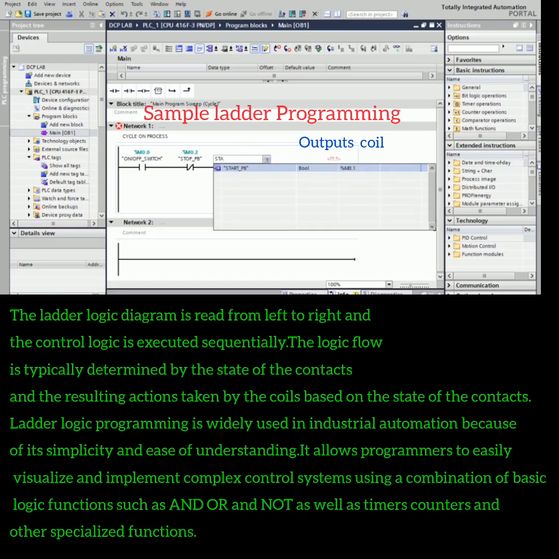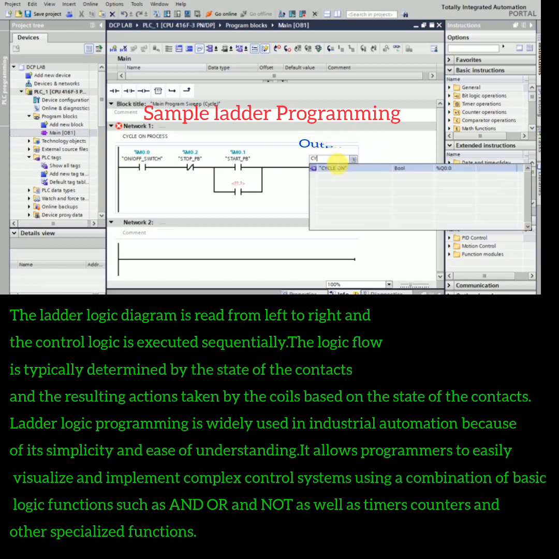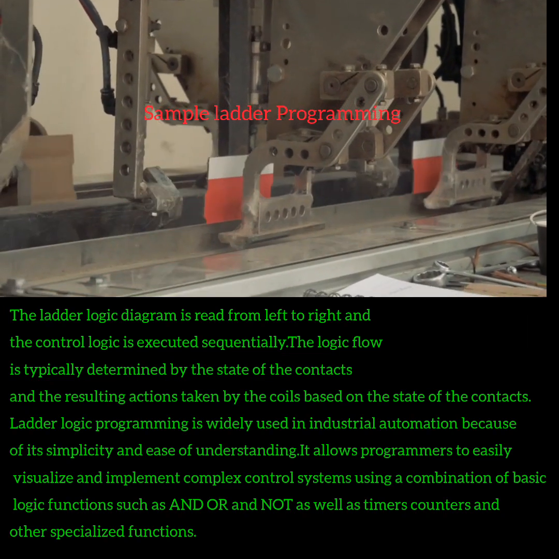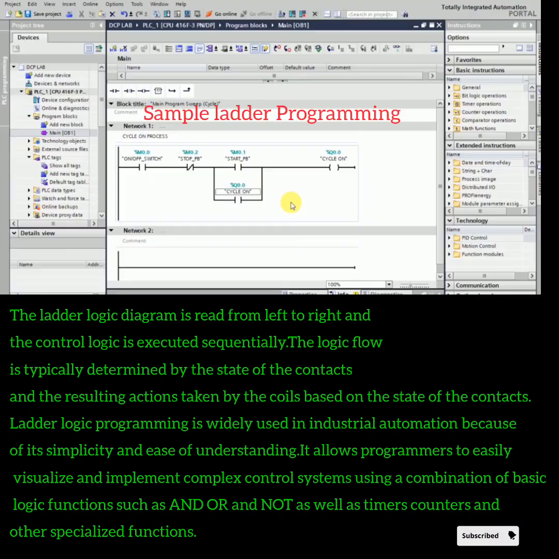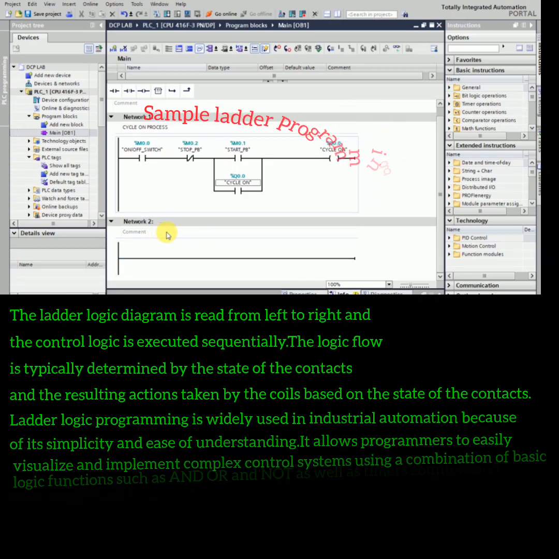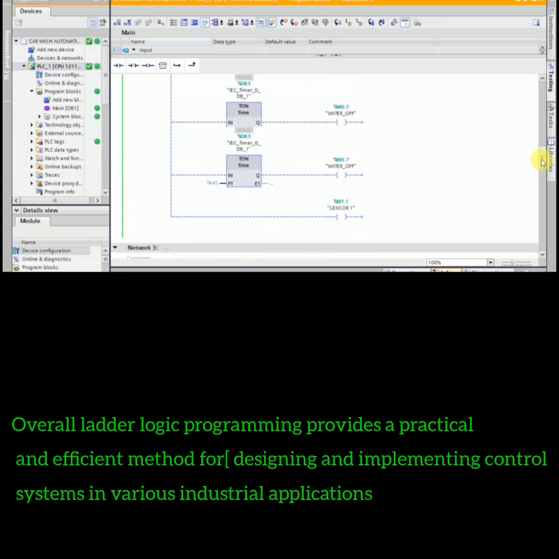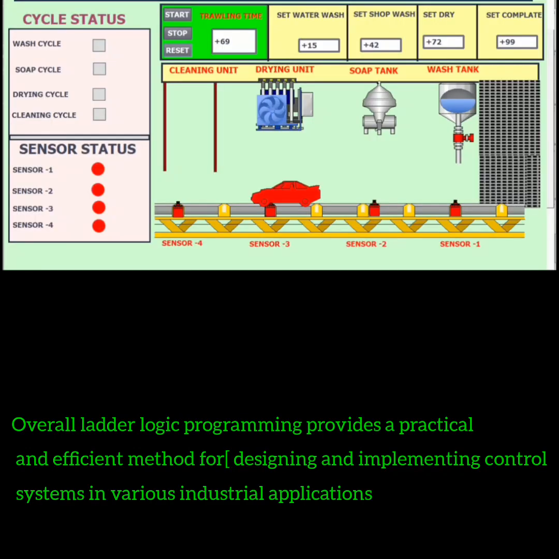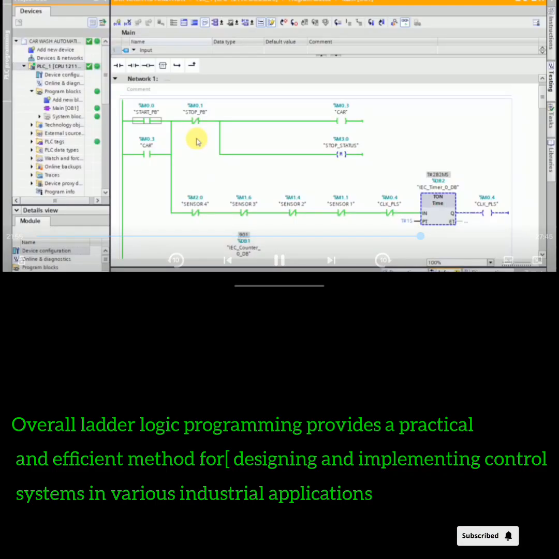Ladder logic programming is widely used in industrial automation because of its simplicity and ease of understanding. It allows programmers to easily visualize and implement complex control systems using a combination of basic logic functions such as AND, OR, and NOT, as well as timers, counters, and other specialized functions. Overall, ladder logic programming provides a practical and efficient method for designing and implementing control systems in various industrial applications.